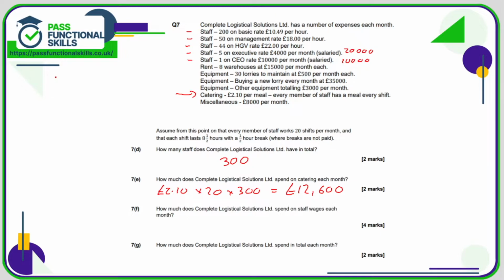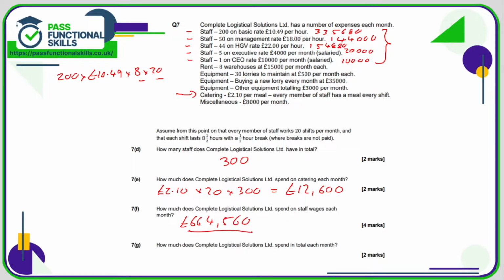So for the basic rate, that's going to be 200 times by £10.49 multiplied by the 8 hours times by 20. So for this top lot here, that comes to 3,356.80. For the management rate, it's going to be 50 times 18 times 8 times 20, and that comes to 144,000. And then there's the 44 times 22 times the 8 hours times 20 shifts, and that comes to 1,548.0. So all we need to do is add these wages together and we get a grand total of £664,560.